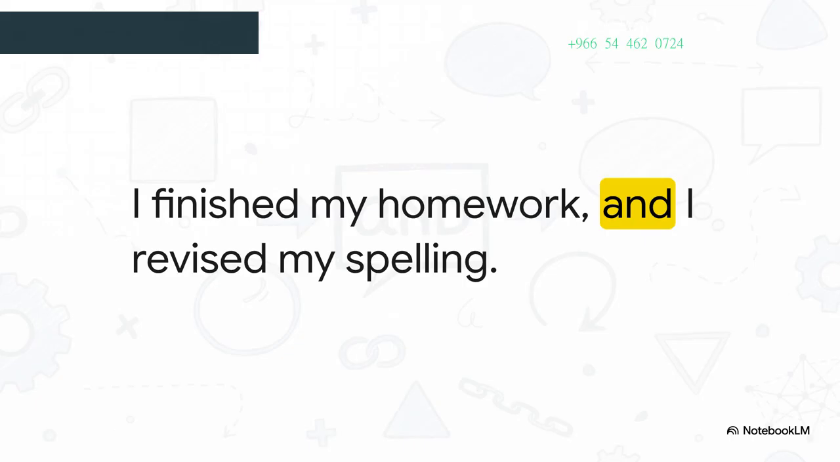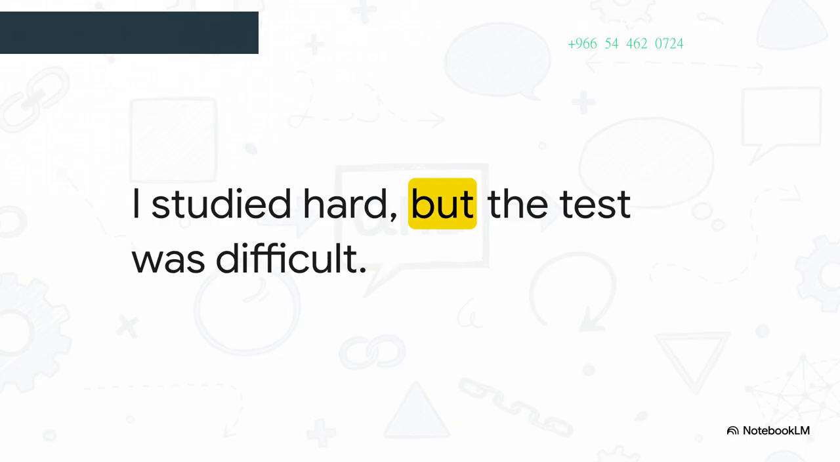Let's look at our very first relationship, and. When we want to join 2 similar ideas or actions, we use and. Think about how these link together. Idea A is, I finished my homework, and it connects directly to idea B, I revised my spelling. We're simply adding another similar action to the mix, so we use the word and.